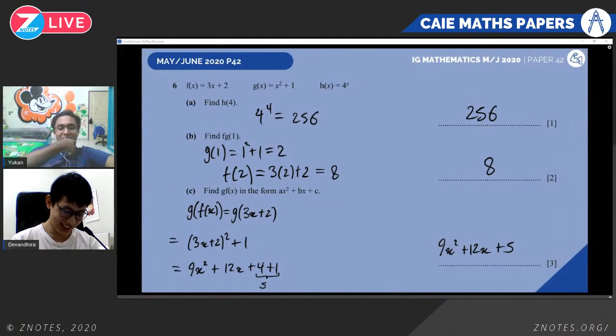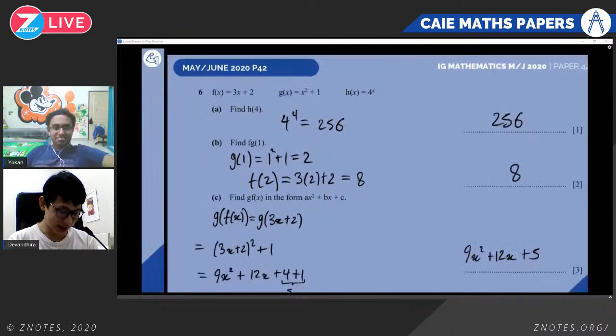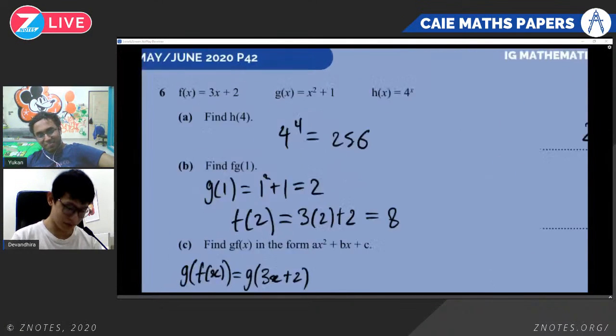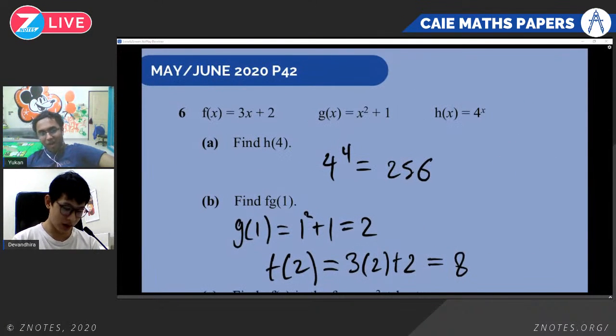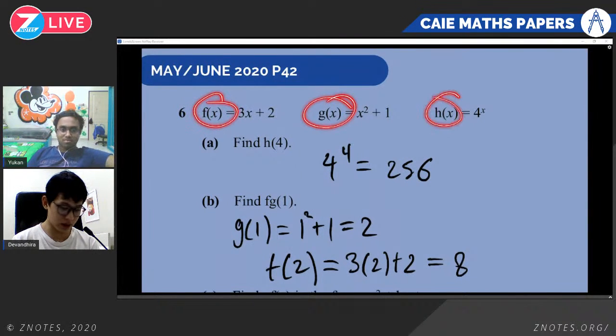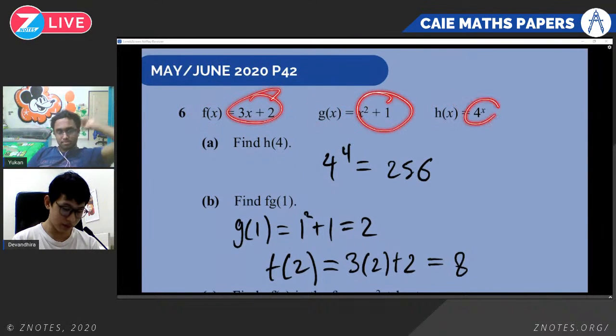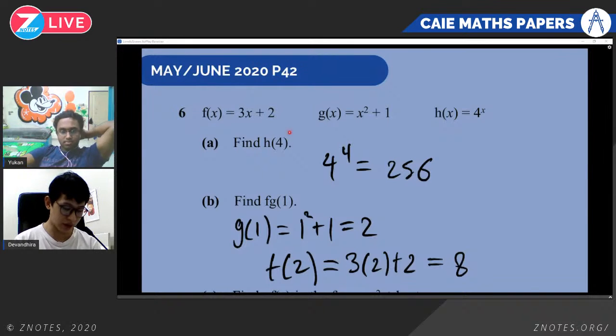Okay, continue. Right. So these are function questions. They stated each function f of x, g of x, and h of x, respectively here. And our first question is that we have to find h of 4. What's h of 4?